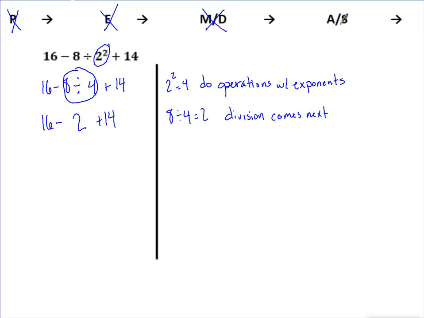And it does not have to be in this order, it's whichever of these two comes first as I go from left to right. So I have subtraction first, I'm going to do that subtraction. And everything else gets copied, so the plus 14 comes down. 16 minus 2 is 14, so I did my subtraction. And now 14 plus 14 is 28, and that is my final answer after I do the addition.